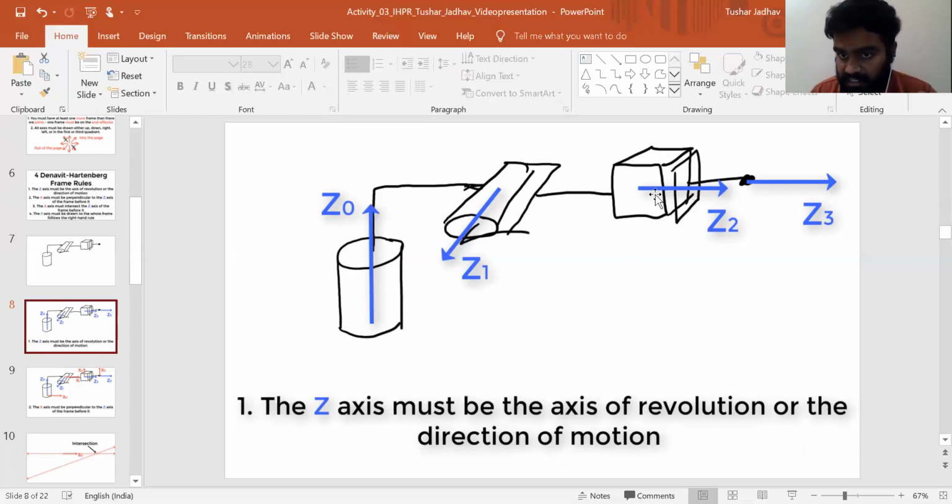Again, this is a prismatic joint. So similarly, this joint is going to move forward as well as backward. So therefore, this z-axis is in horizontal position, which is in the direction of the motion of that part, and this is the z-axis z3.